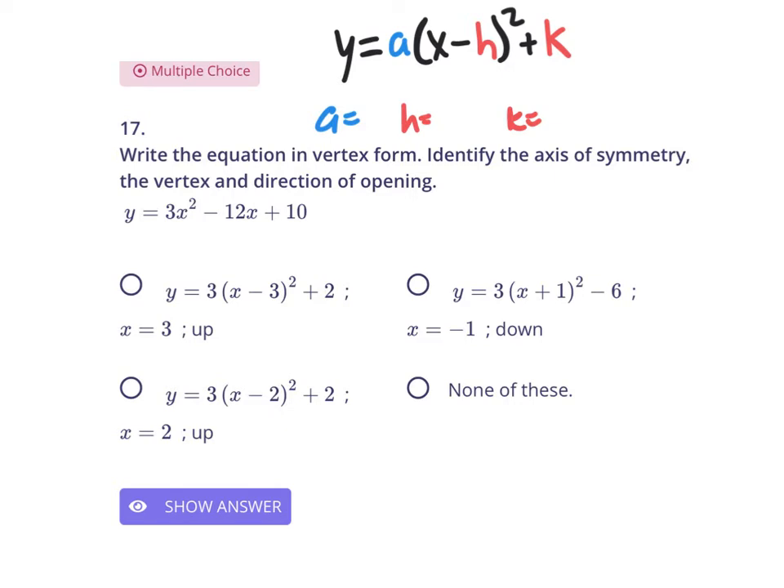The h and k are ultimately the shifts. H is left and right, and k is up and down. You always have to think opposite on h because it's a minus sign. So these are all the things that we're supposed to know, all right? So again, they want us to write an equation in vertex form. Here's vertex form. We need three things. We need the a, the h, and the k.